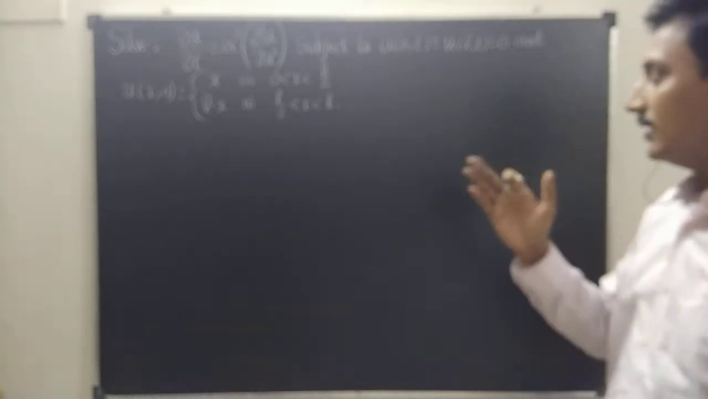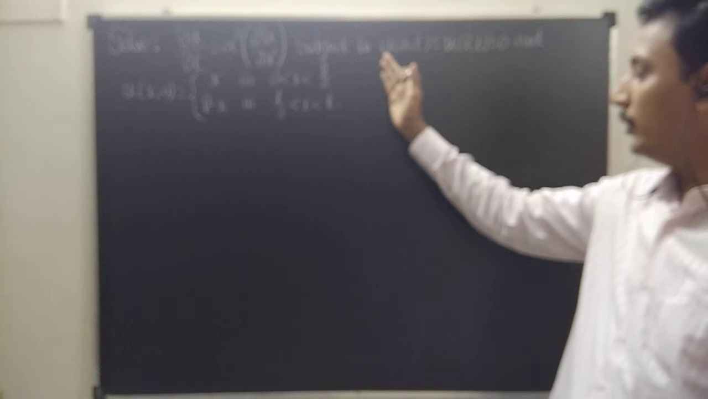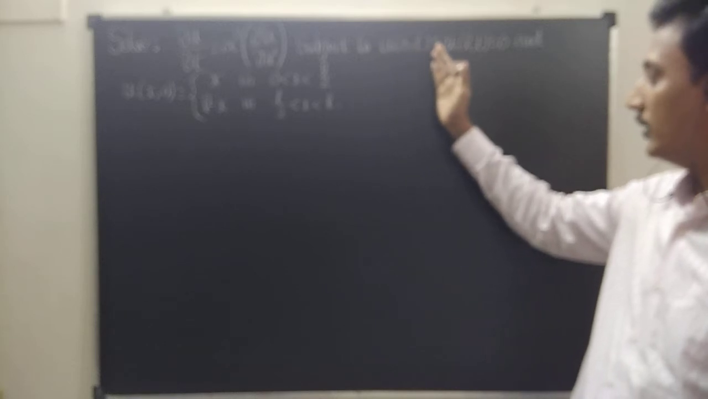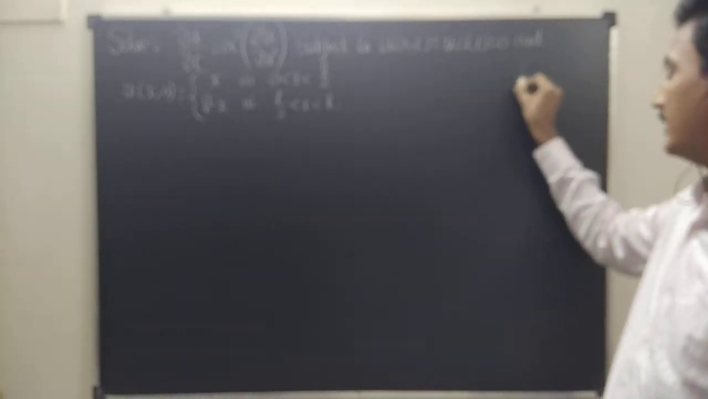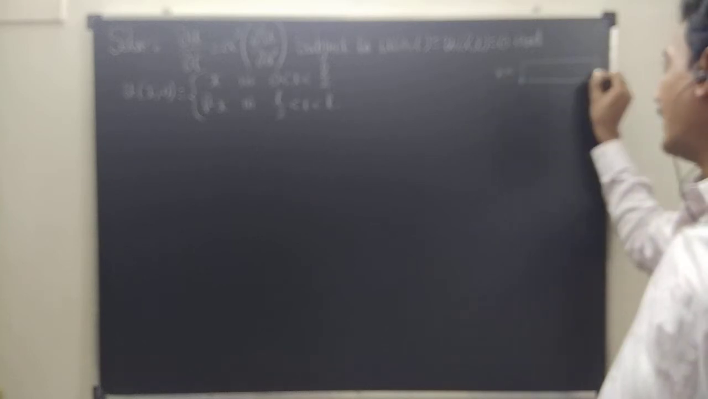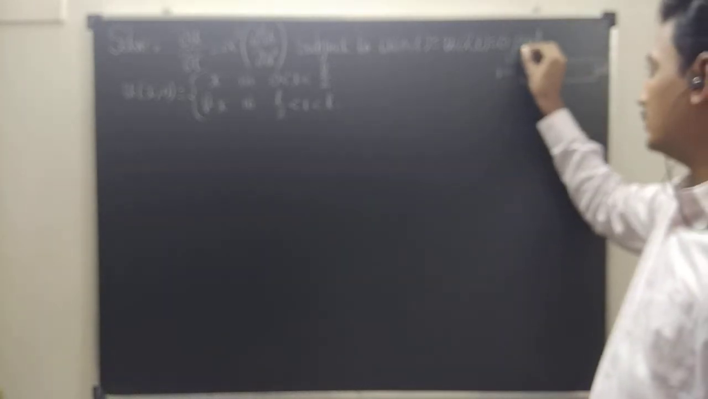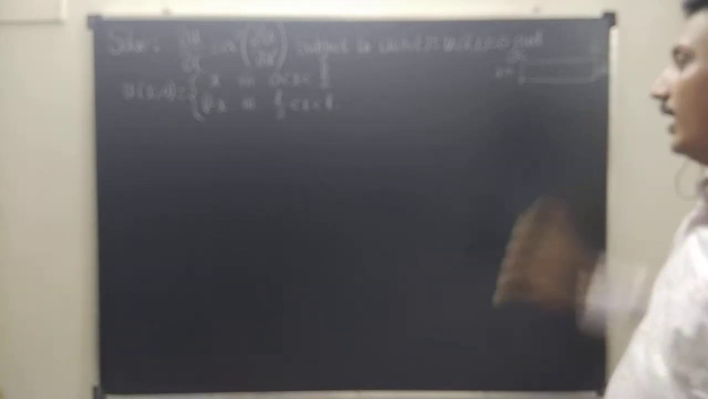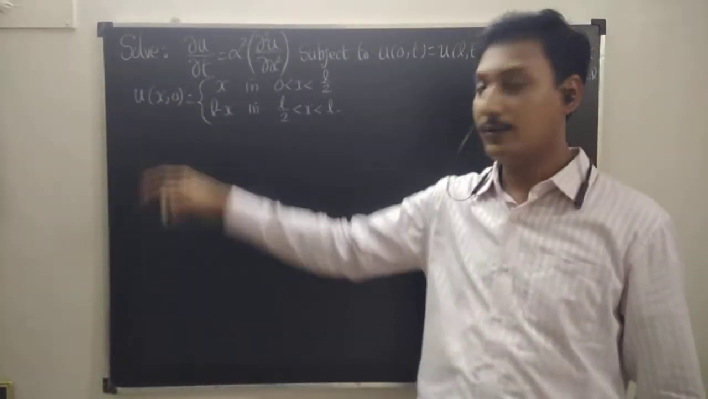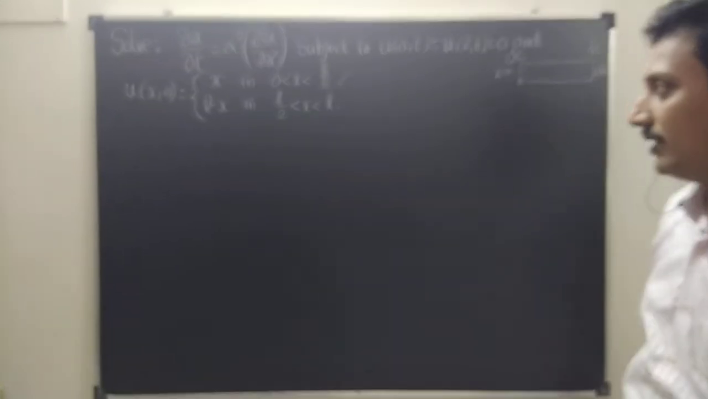Now, what are the given boundary conditions? You see that u of 0 comma t is equal to u of l comma t equal to 0. That means there is a bar of length x equal to 0 and x equal to l. At these two sides, the temperature is 0 degrees Celsius. And the third one is when time t equal to 0, initially the initial temperature distribution is given: x in 0 to L by 2, L minus x in L by 2 to L.